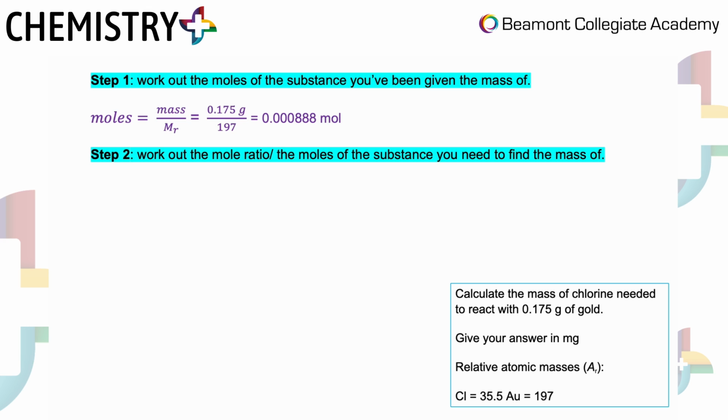Step 2 would be working out the mole ratio and the moles of the substance you need to find the mass of. So refer back to the equation given. As you can see, we have a 2:3 ratio, gold to chlorine. Use that ratio to calculate the moles of chlorine.